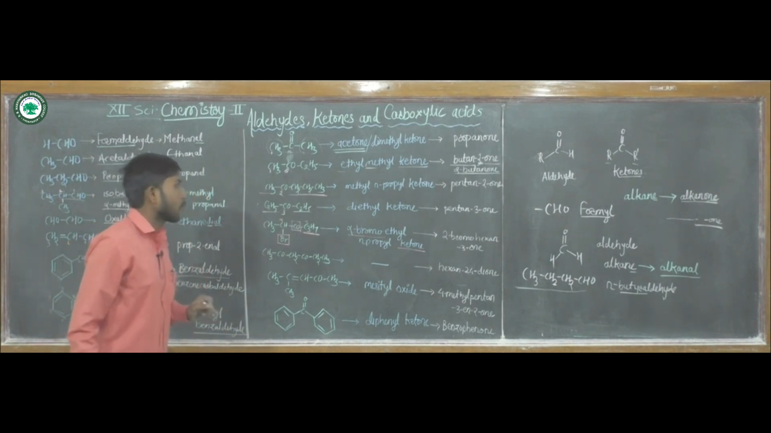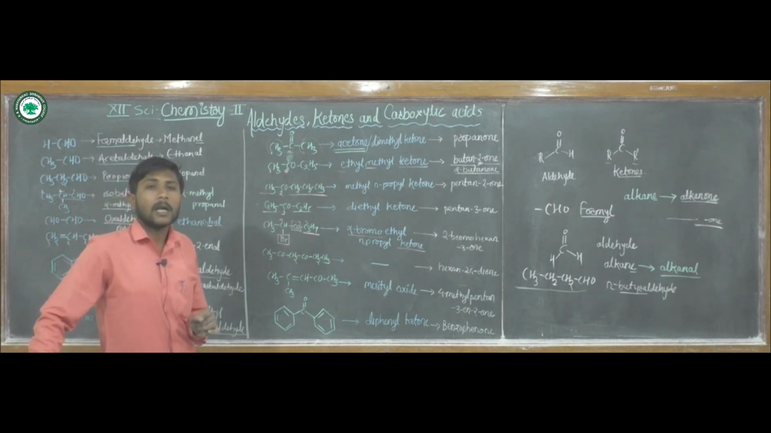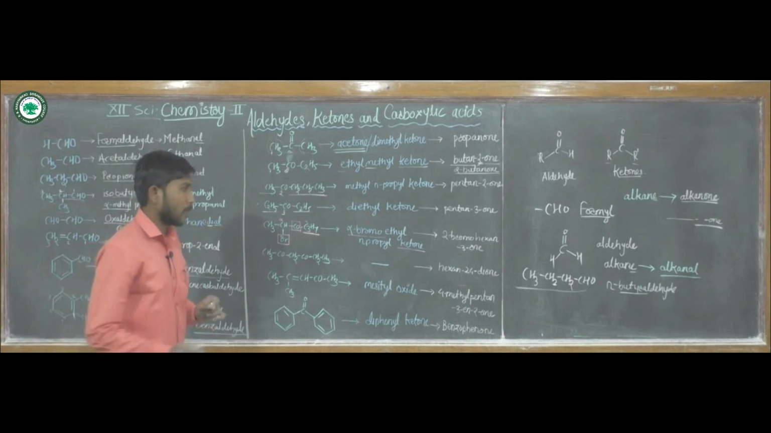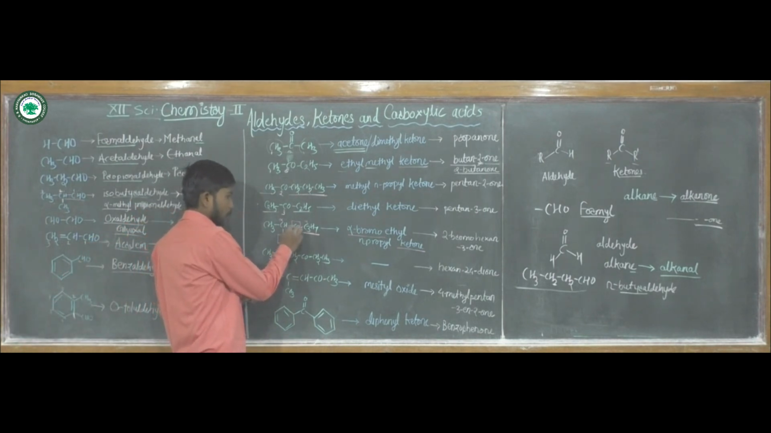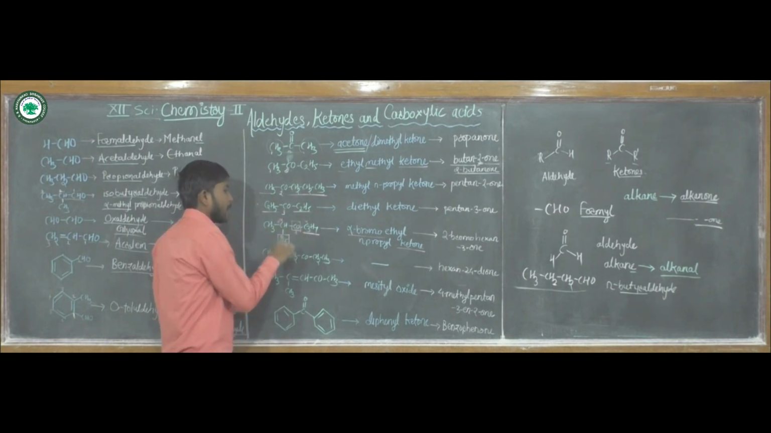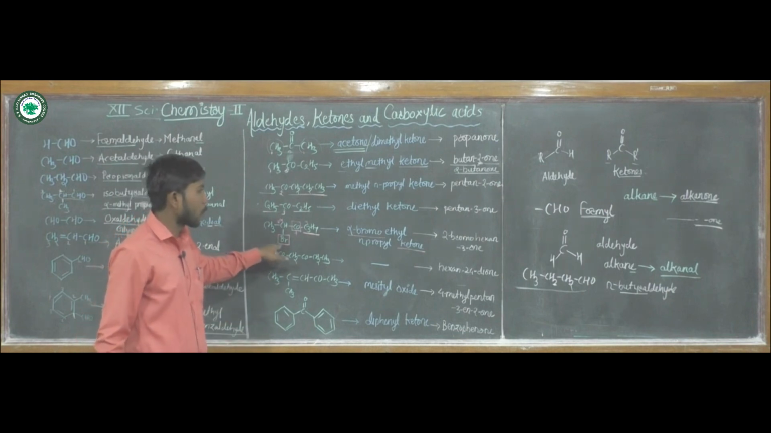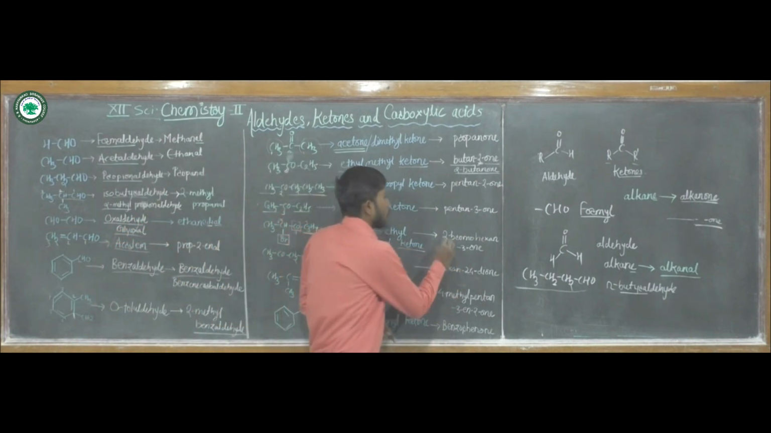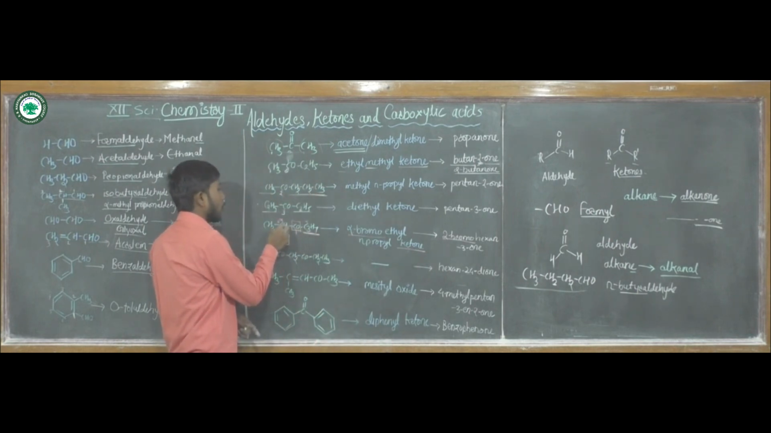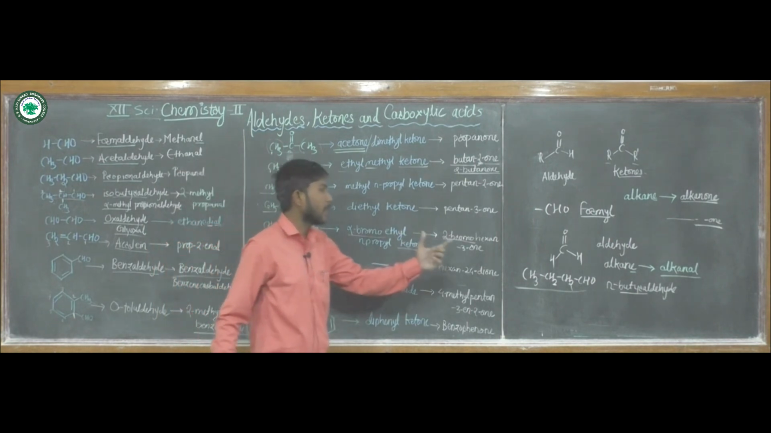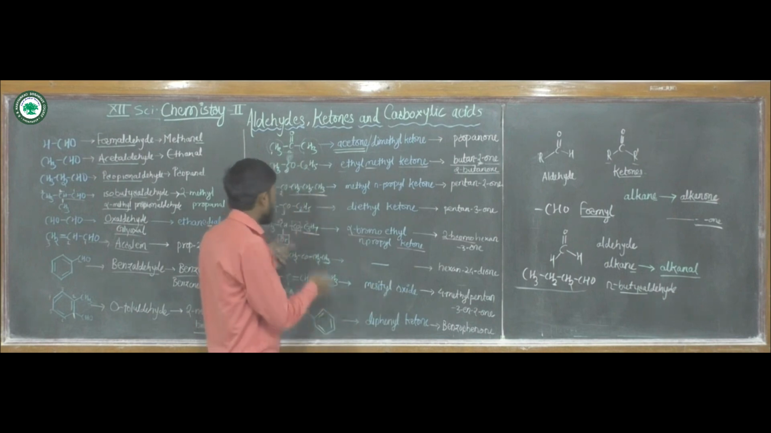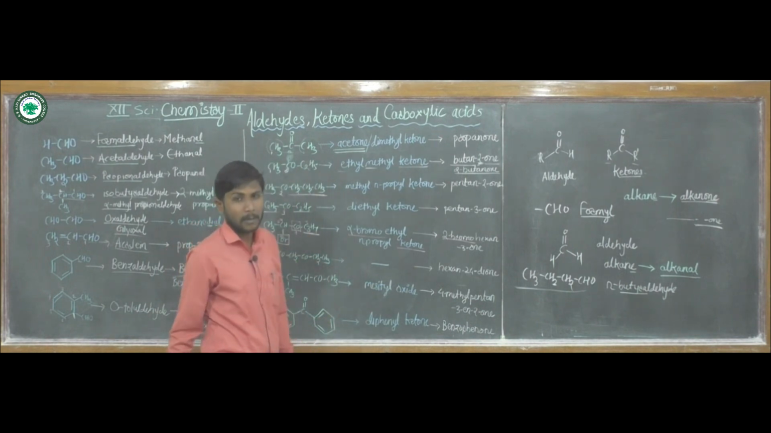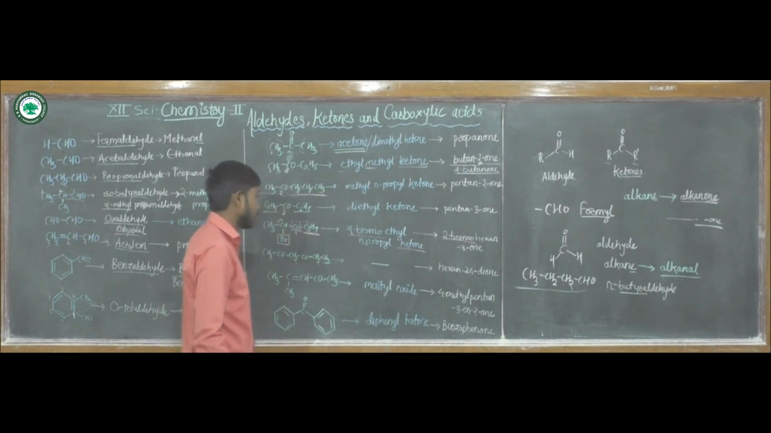But in the IUPAC name system, numbering starts from the end which is nearest to the branching or to the functional group. Here the functional group is the carbonyl, from here it will be carbon number 4, and from this side carbon number 3. At the second carbon atom there is a bromo, that's why the name will be 2-bromohexane, 3, 4, 5, 6, 6 carbons containing hexane, and 3-one. At the third carbon atom is the carbonyl carbon.